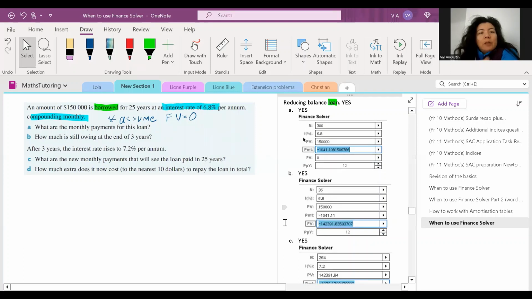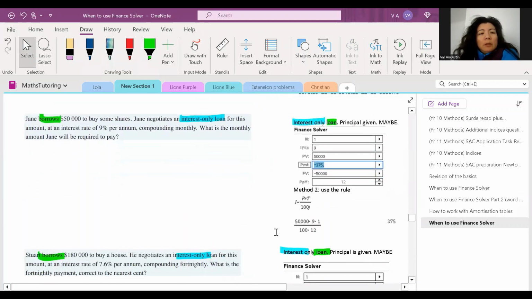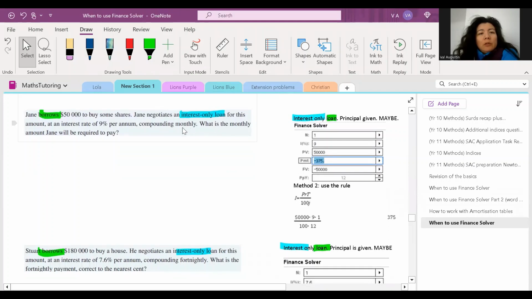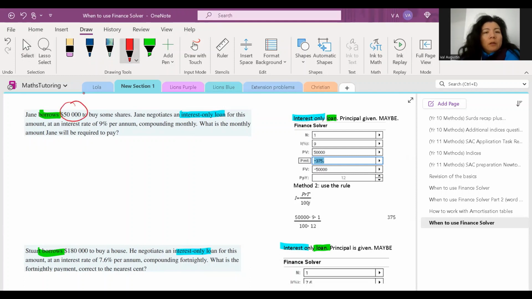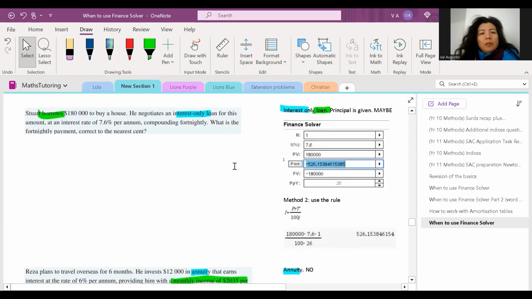And if they don't tell you explicitly, you must assume that the balance is 0 at the end of the loan. That's all there. This was an interest-only loan. The principal is given. So you can use the Finance Solver or you can use the rule. Similarly here, same thing.